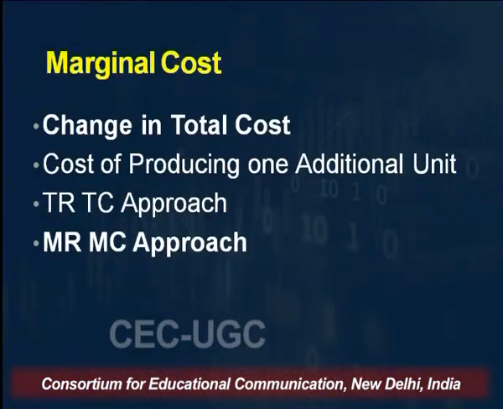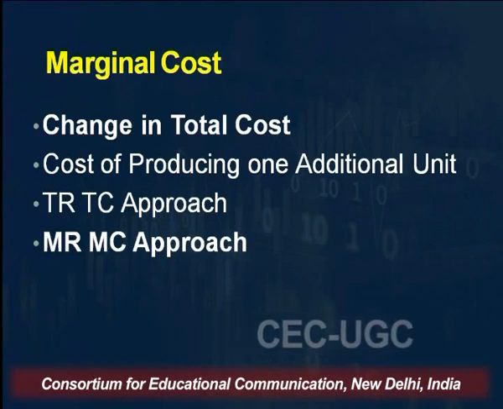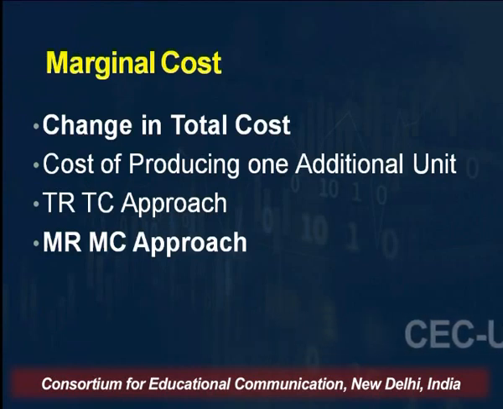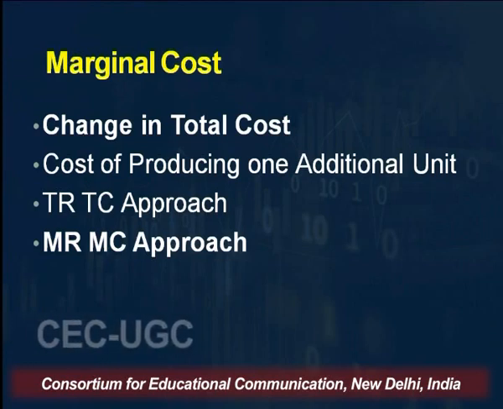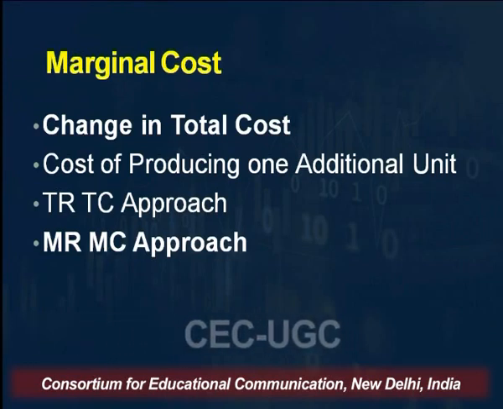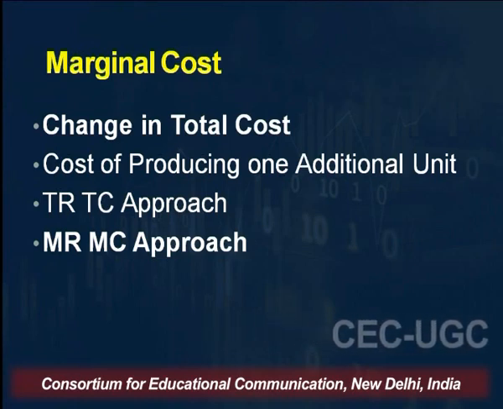Cost of producing one additional unit. I am just summing it up. Cost of producing one additional unit is also known as marginal cost. So whether you go by the TR-TC approach or you go by the MR-MC approach, that is marginal revenue and marginal cost approach, or total revenue total cost approach, if you talk about marginal revenue, then obviously the rate of change in your total revenue can be termed as marginal revenue. And the same is the philosophy for marginal cost. The rate of change in your total cost is going to be called marginal cost.